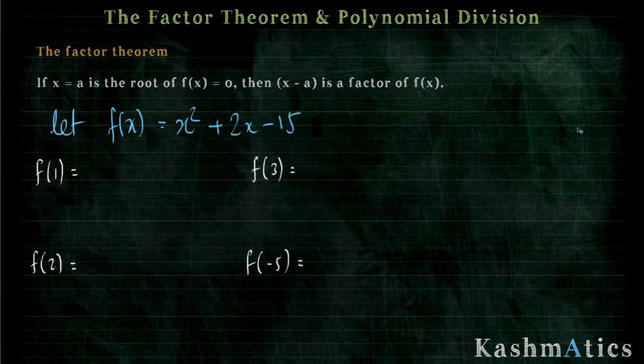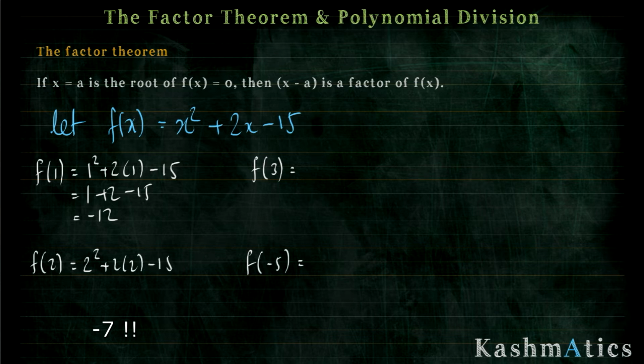So let's say we've got f of x is x squared plus 2x minus 15, and what I'm going to do is I'm going to just stick a few numbers into f of x and see what result I get. So the first one is when x equals 1, and I'm just going to put 1 into this equation. So 1 squared plus 2 times 1 take away 15, and that gives me 1 plus 2 take away 15, which is minus 12.